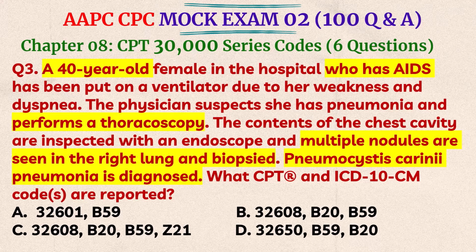Here you have to highlight that this is a 40-year-old who has AIDS and the physician has done the thoracoscopy. Multiple nodules are seen in the right lung and biopsies were taken. Also, the patient had pneumocystis carinii pneumonia, which was diagnosed. So let's check the CPT codes first.